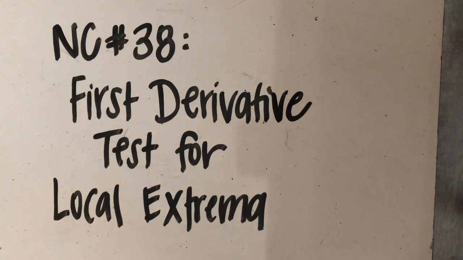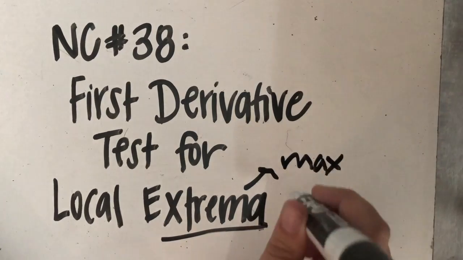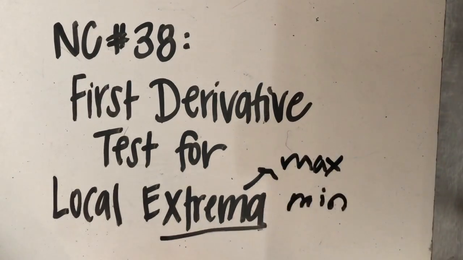Note card number 38, here we go. First derivative test for local extrema. So we are putting together the skills that we've learned in the past couple of days, and we are going to use our knowledge of critical points and increasing and decreasing slope in order to find our local extrema, which we will remember are our maximums and our minimums.